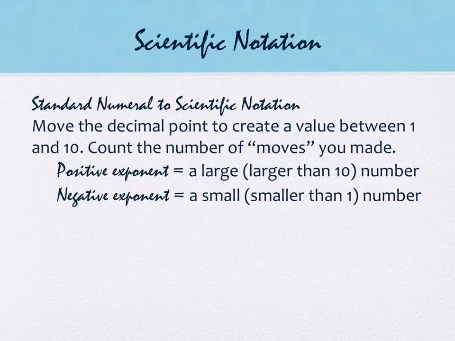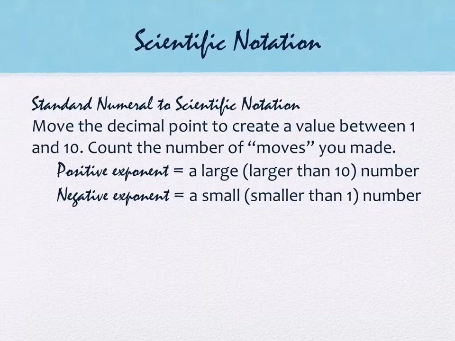And so what we're going to look at first is changing a standard numeral into a scientific numeral. You're going to take the decimal point and move it to create that value that is between 1 and 10. Again, it might have a negative on the front, which is fine, but the value itself is between 1 and 10. Then you're going to count how many moves it took you to adjust the decimal point. However many moves you make tells you your exponent, but your exponent could be positive or it could be negative.